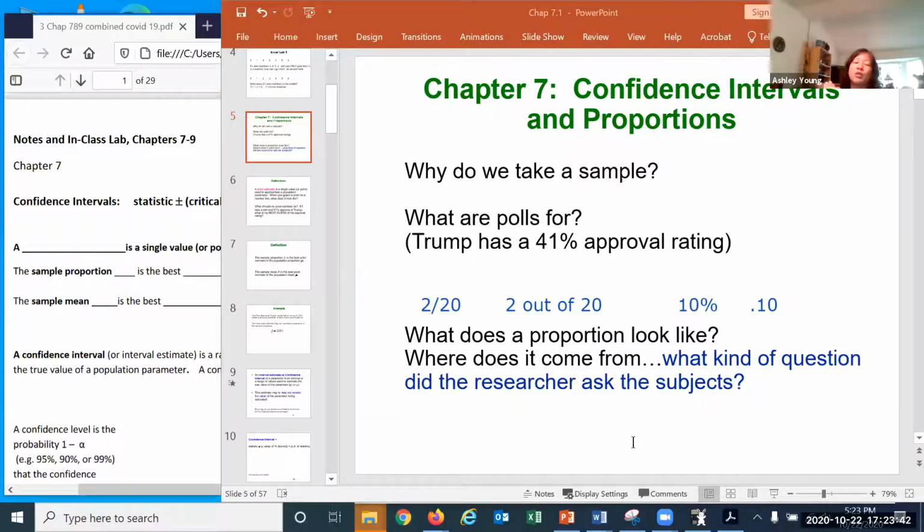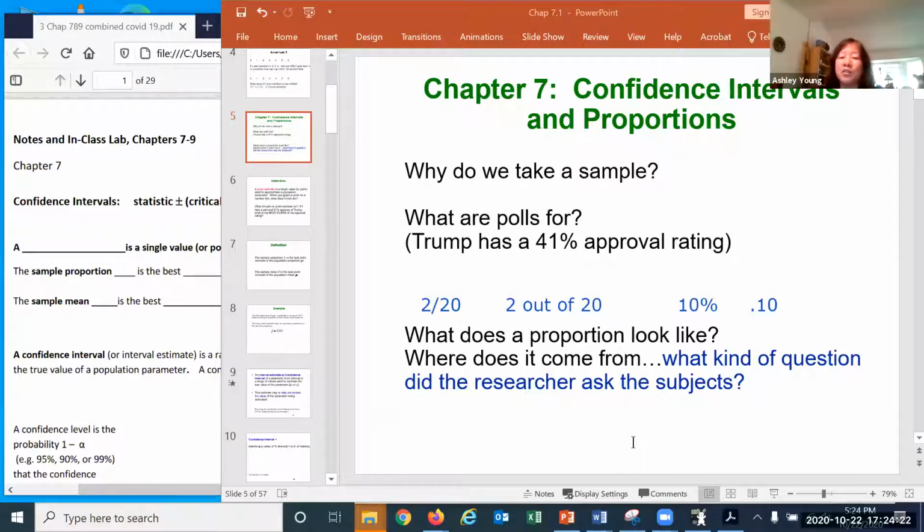Where does it come from? What kind of questions did the researcher ask the subjects? So you guys remember proportions? What were they last exam? Which ones were proportions? Does anybody remember? 2 out of 20. What kind of question was that? Probability? Yeah, which distribution was that? Binomial. So what kind of questions are binomial ones? Either or, yes, no's, is, isn't. Yep, perfect. You guys seem to have all those.